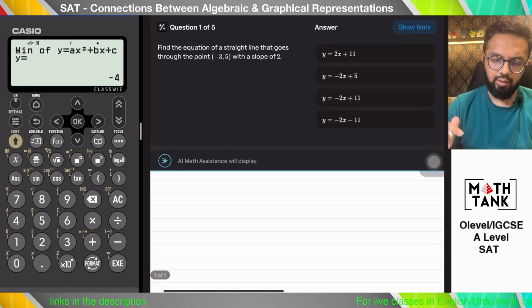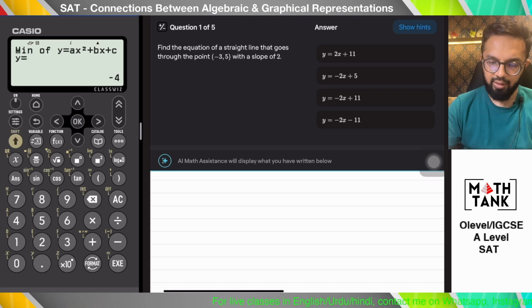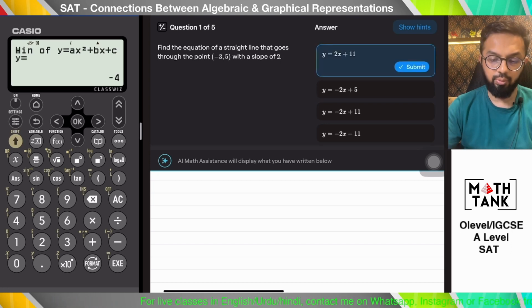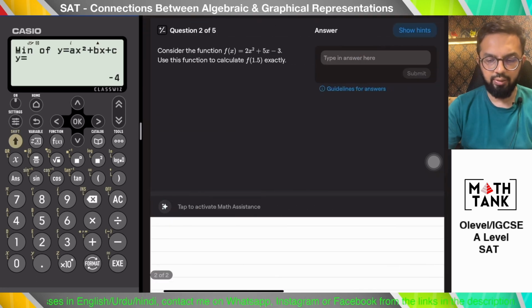Let's see those. Find the equation of the line which has a slope of 2. So it could either be A, that's it. It could only be A. I don't even need to calculate c, although it's calculated in the answer options.